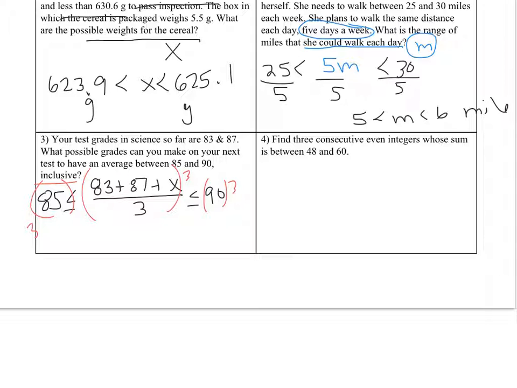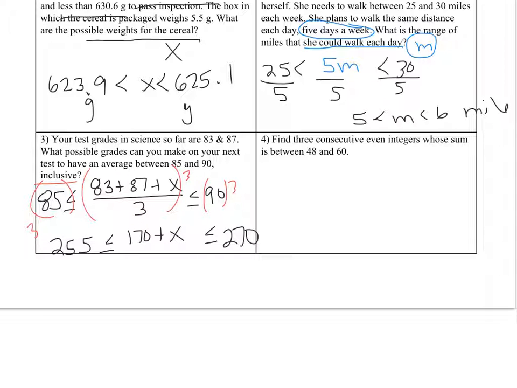So I do 85 times 3, which is 255, is less than or equal to, this part's 270, and now I'm going to add up 83 plus 87. And I get 170 plus x. See, these two 3's canceled out.